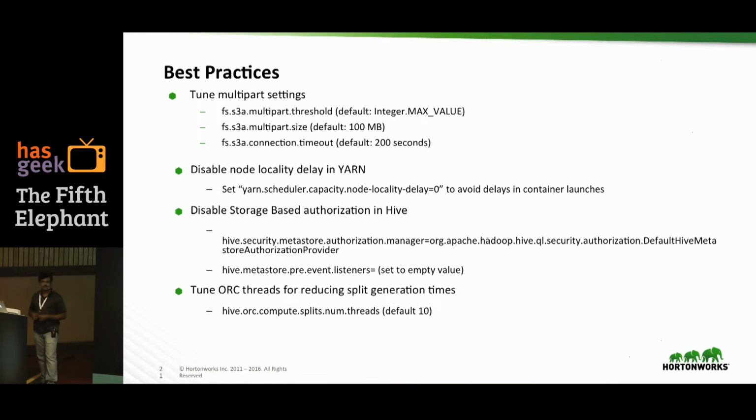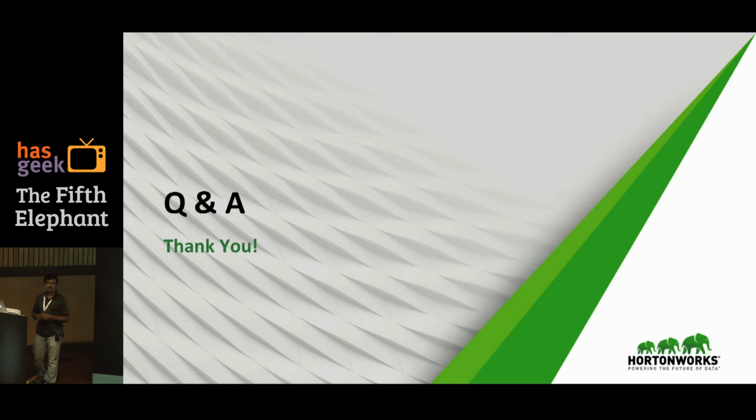In terms of best practices, if you have a large volume of data, you might want to tune the multipart setting, which helps in chunking up the data in the local environment and uploading the data in parallel fashion. And if you're using capacity scheduler, you might want to turn off the node locality delay. And if you're using Hive, you might want to turn off the storage-based authorization provider. And if you have a really large data set, you might want to tune the number of ORC threads that are available. So with that, I'm pretty much done with the talk.